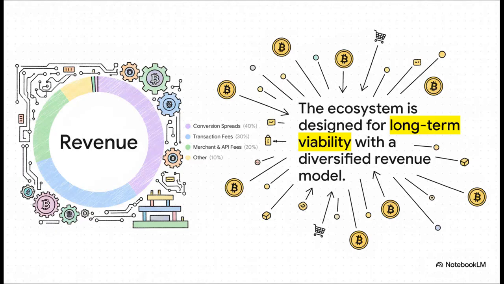And when you have this complete, multi-layered system, you can build a business model that actually sustains itself. The ecosystem doesn't have to rely on just one thing. It can earn revenue from the spreads on currency conversion, from small transaction fees, and from special services for merchants. And that's really key for its long-term survival.